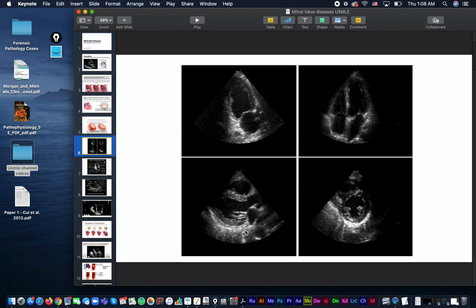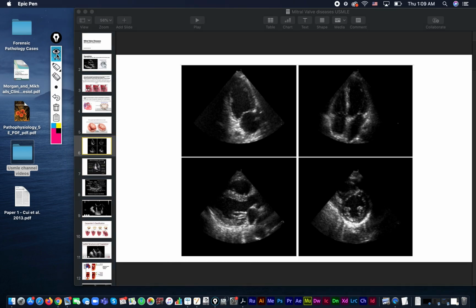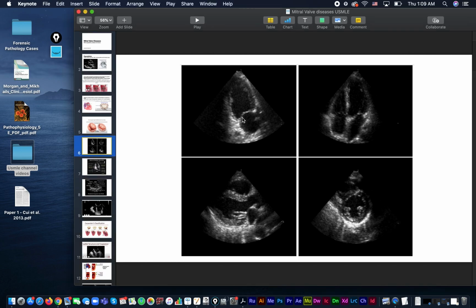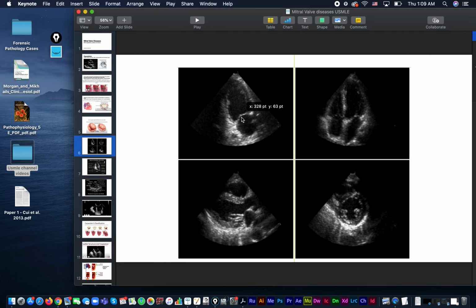Parasternal long axis here, and suprasternal, apical view of the mitral valve. So just to make it easy, I'll just give you the answers here. So that's the mitral.